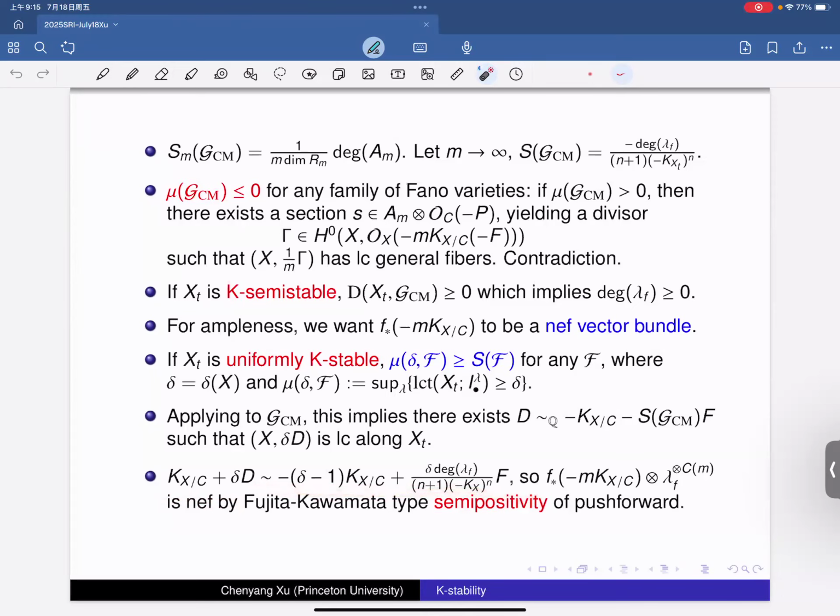So here, delta larger than 1 plays a key role, because then it's basically of the form, the push forward of minus K, some multiple of K_{X/C}, times some lambda f. So our goal is to prove lambda f is ample. So instead of this guy being nef, this one is nef. That's good enough, because if we take the determinant, we just get a larger multiple of lambda f, but it's still the gadget we want to prove ampleness for. So that's the proof when X_t is uniformly K-stable.